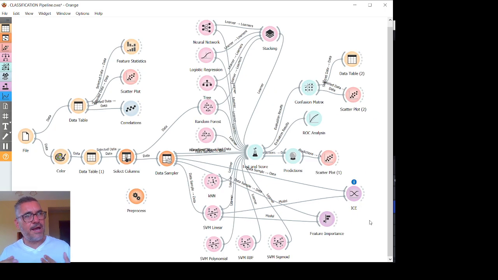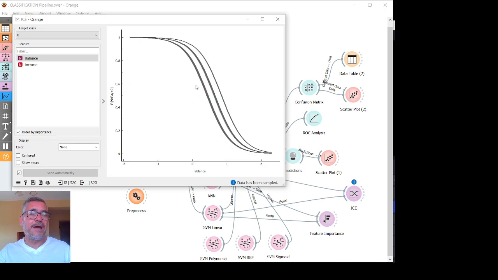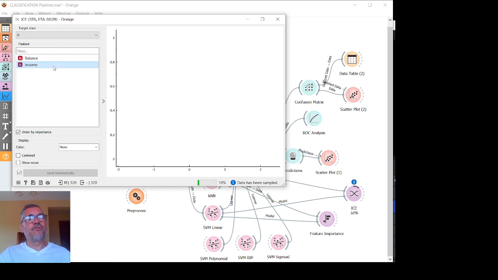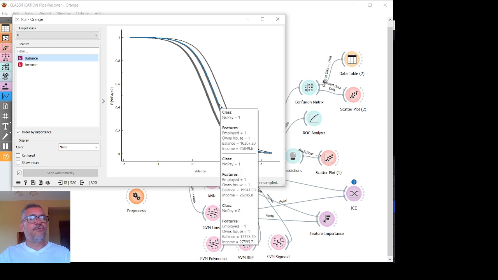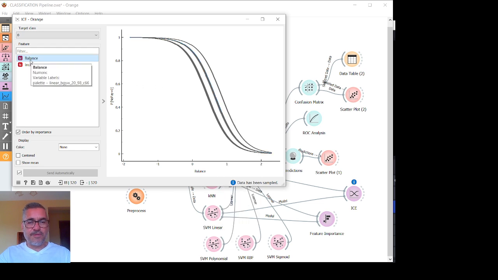What we do here in the ICE is produce the partial dependence plots, PDPs. PDPs provide us with a way to open the black box of these machine learning algorithms. In my example here, you can see, for example, the PDP for the balance variable. That was the most important variable.